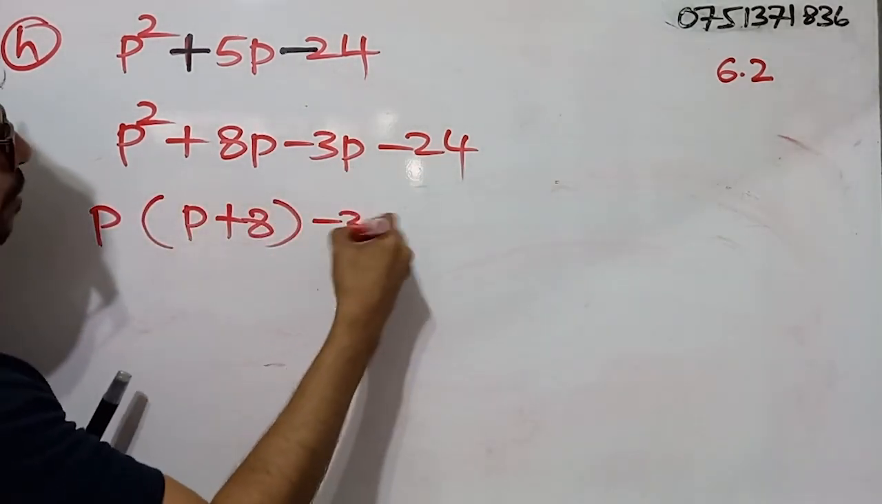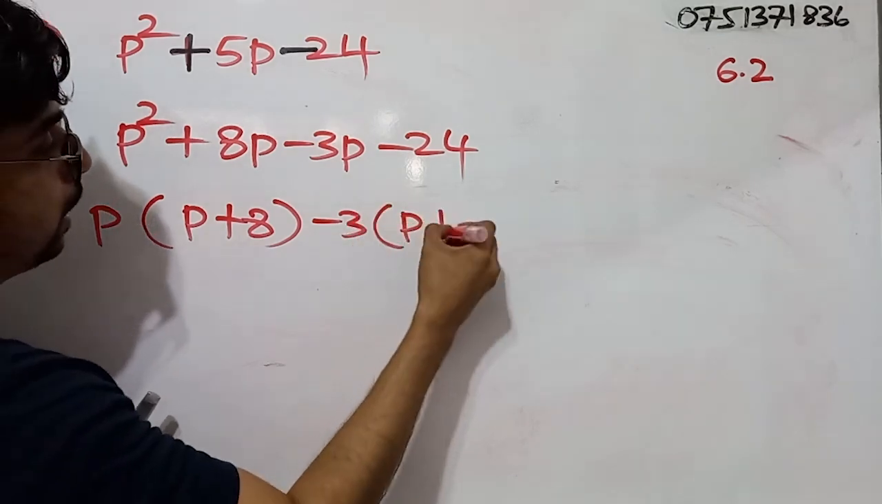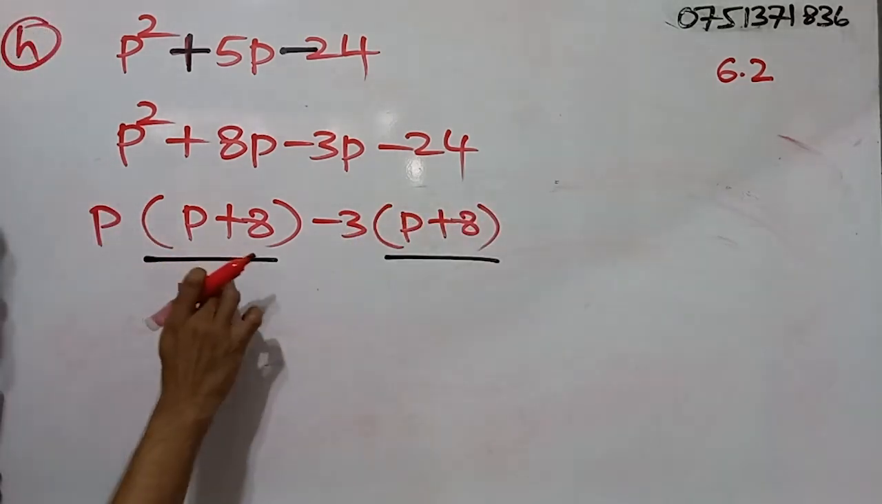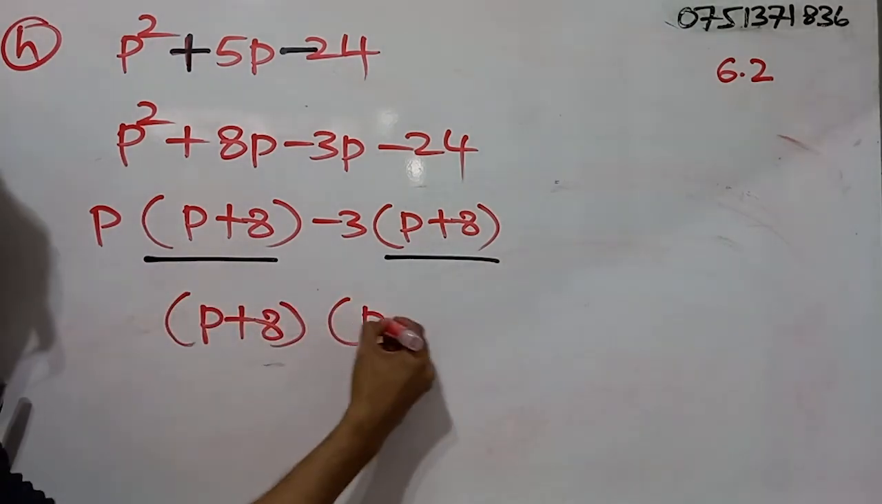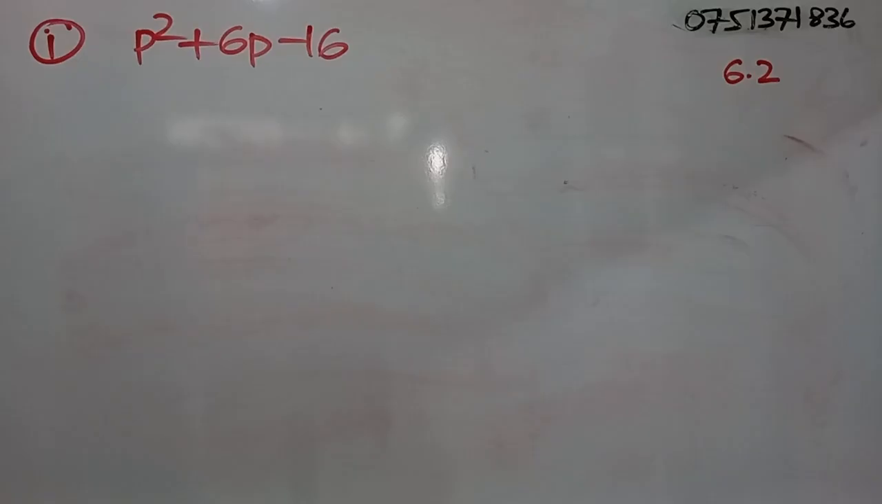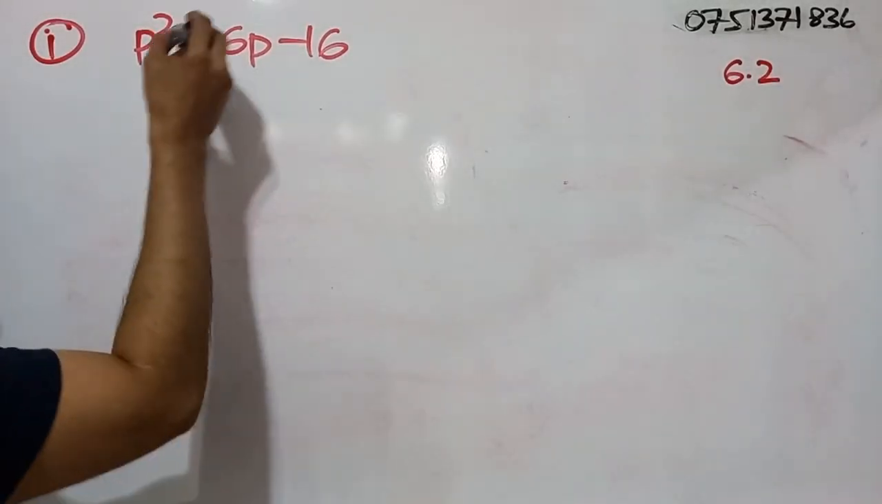Consider these two. Common factor is negative 3. What goes inside? P plus 8. So these two expressions are common. So we can take p plus 8 and p minus 3. Simple I. Here also the same thing.